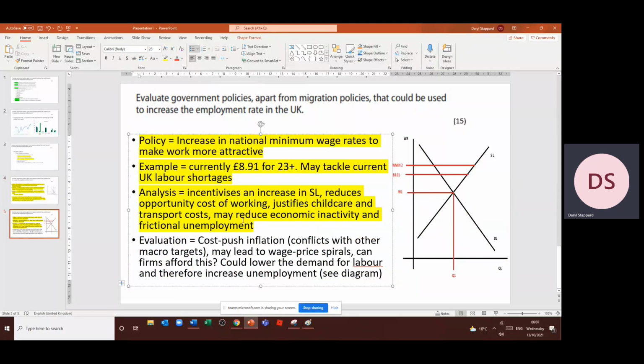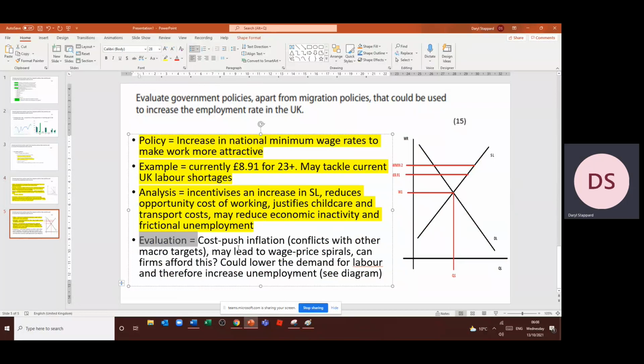It will hopefully as well reduce frictional unemployment. Remember, frictional unemployment is people that are between jobs. So this might speed up job search as people want to get these higher rates of pay as quickly as possible. So we're going to create an extension in the supply of labour through that increase in wage rates. But then an evaluation.